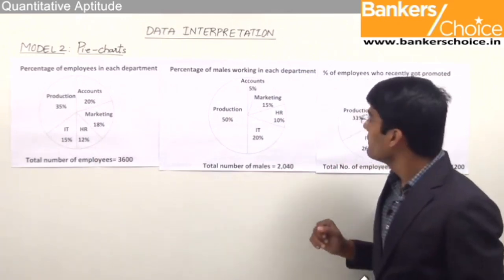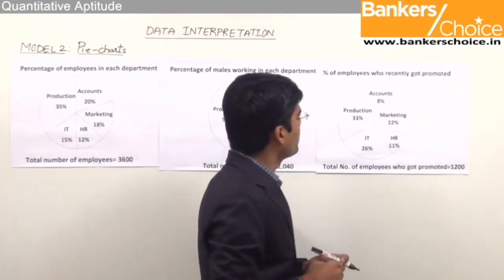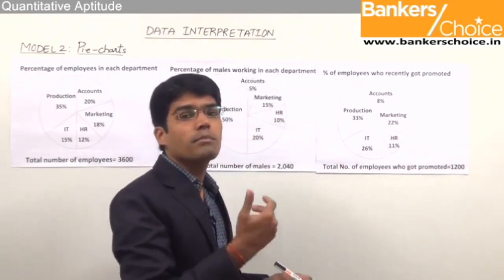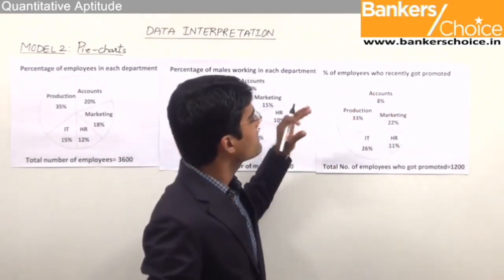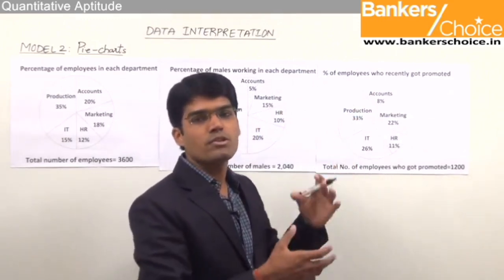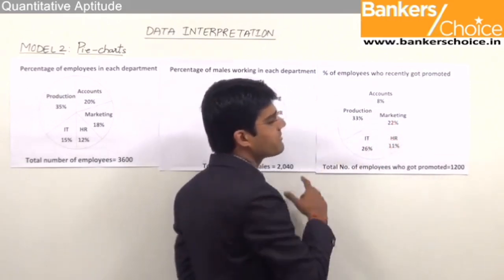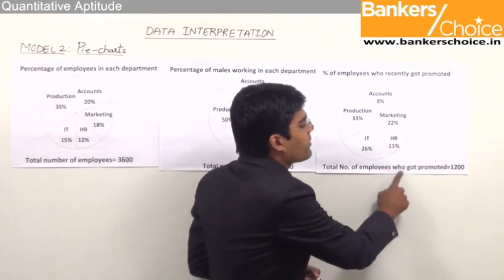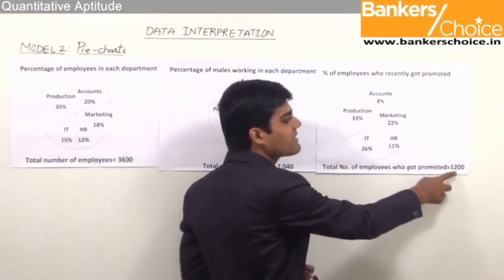Now there is one more pie chart which is talking about percentage of employees who recently got promoted. As you can see from the third pie chart here, it is about percentage of employees who recently got promoted. Again, it is about employees, not about males or females in particular. So this pie chart shows the number of employees who got promoted. In fact, percentage of employees who got promoted. Again, the 5 departments will be accounts, marketing, HR, IT and production, and percentages have been given to us. Total number of employees who got promoted is 1200. That means the total value for this pie chart is 1200.